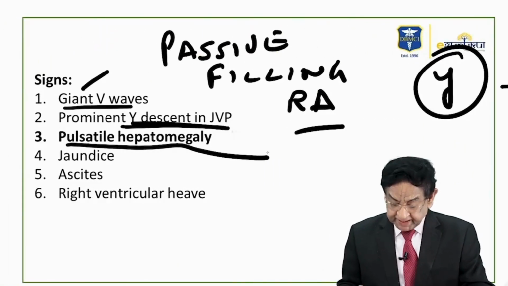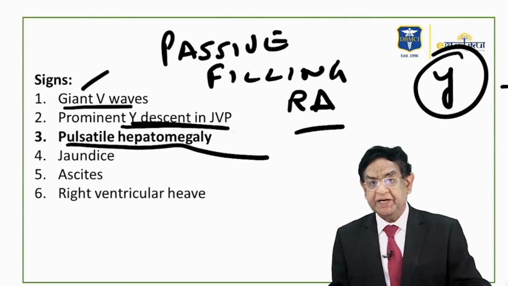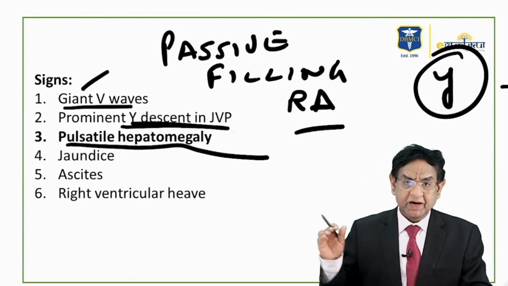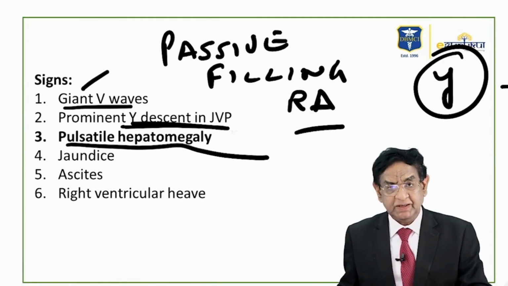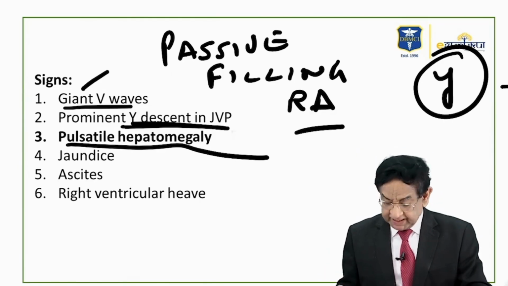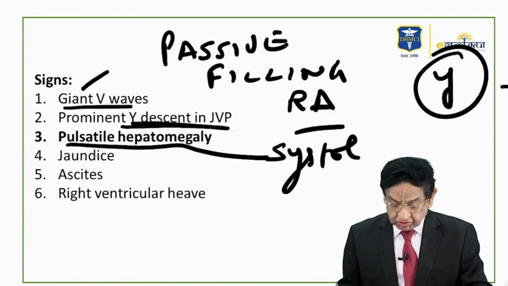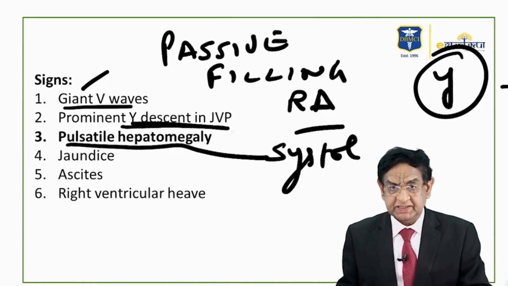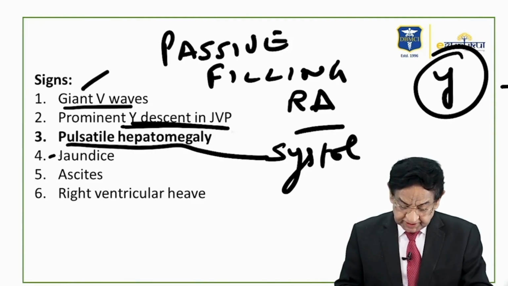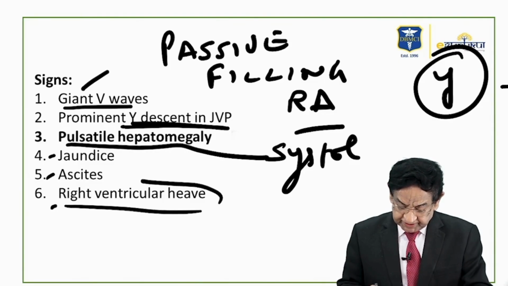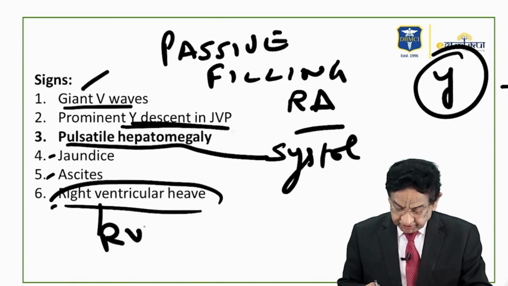Pulsatile hepatomegaly, I just explained to you the mechanism. Large amount of blood goes to the liver also, and that goes in systole. So you get systolic pulsation in the liver, so-called pulsatile liver. Jaundice, ascites, right ventricular heave. Right ventricular heave occurs due to right ventricular hypertrophy.